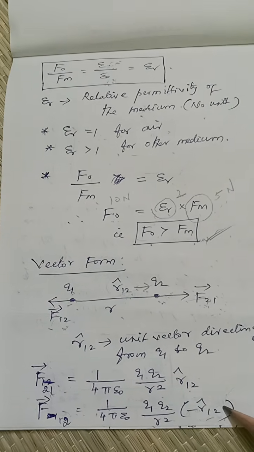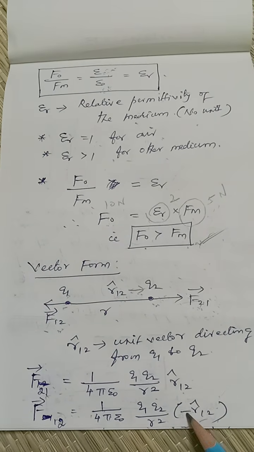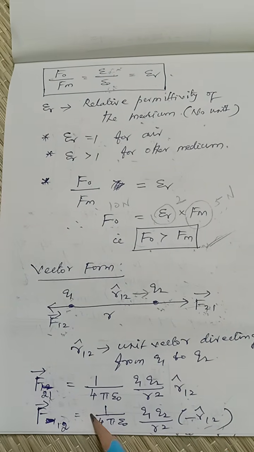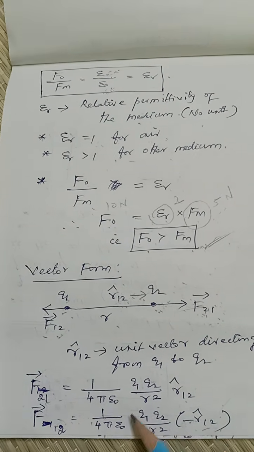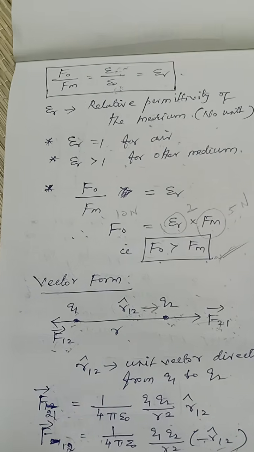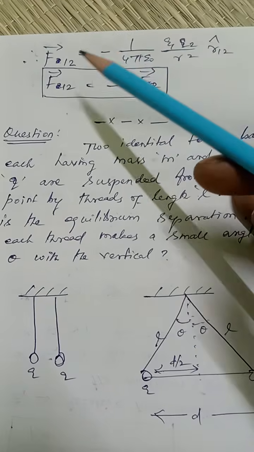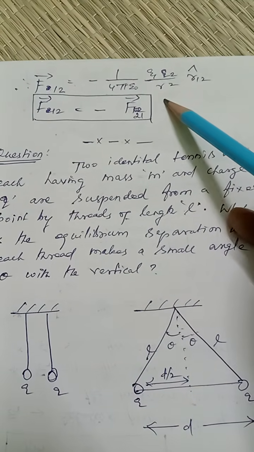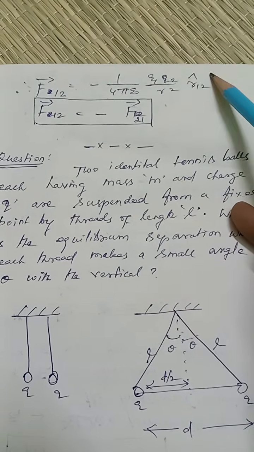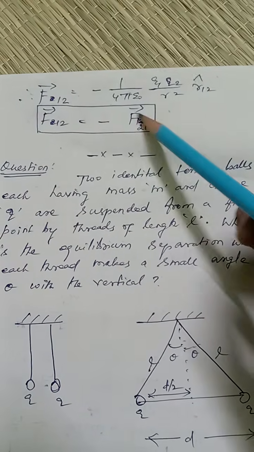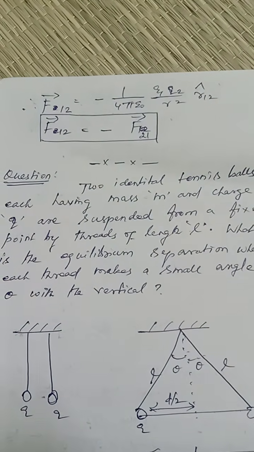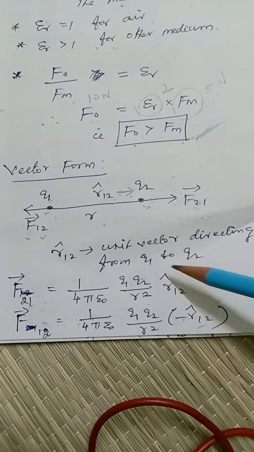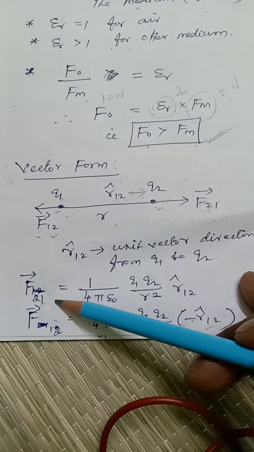All other things are same. So we can take this minus sign to the front side. Here, rest of the things are same. So we can write like this: F12 vector equal to minus of 1 by 4 pi epsilon naught Q1 into Q2 by R squared into R12 cap. See, this is nothing but what we have seen. This is what we have got. This is equal to F21 vector.